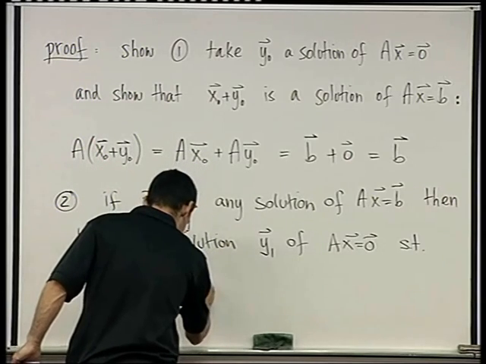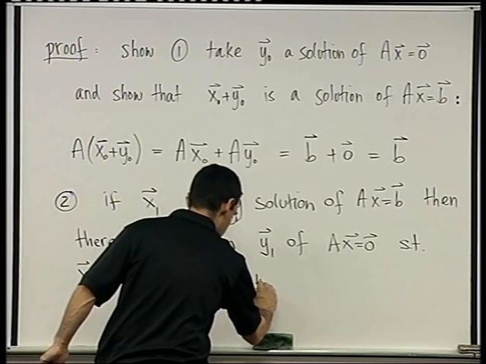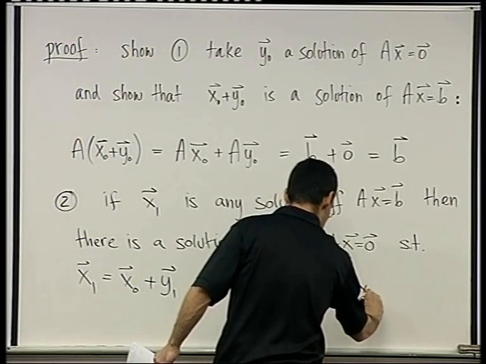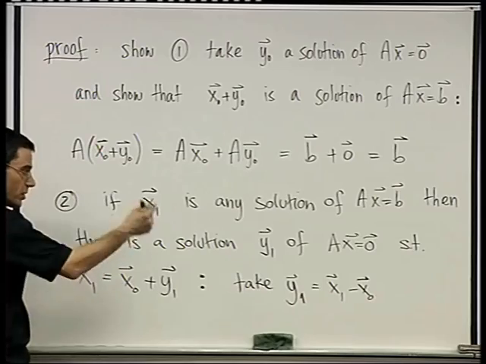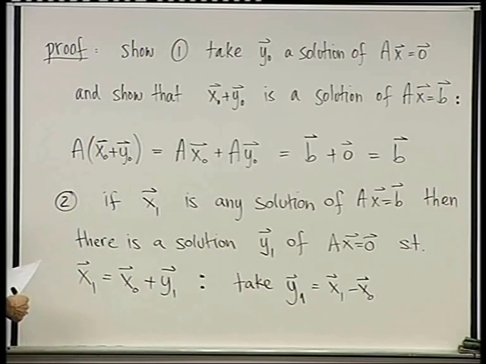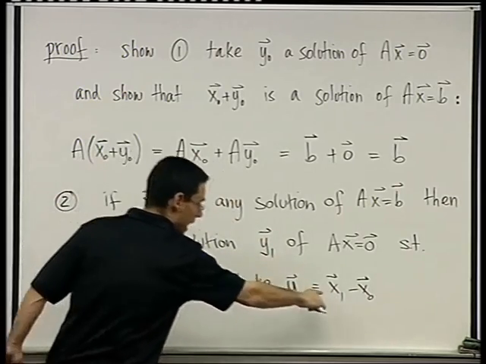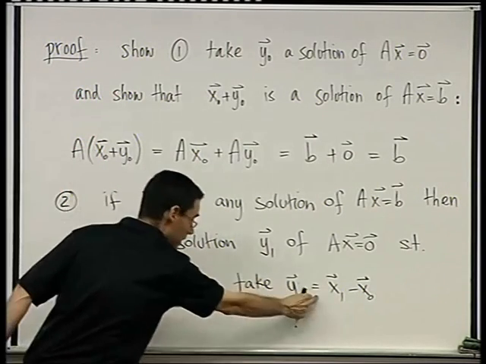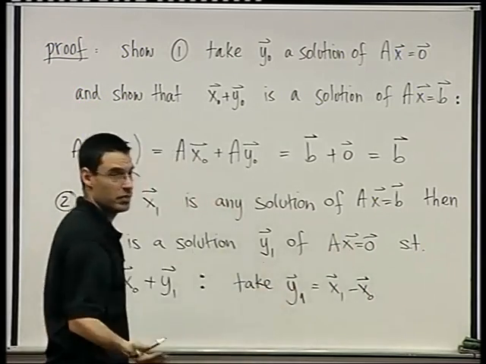And indeed, I'm going to tell you what the y1 is. Take y1 to be x1 minus x0. x1 is a solution to the non-homogeneous, so is x0. And let's show that y1 is indeed a solution of ax equals 0. Of course, if we do this, then x1 is x0 plus y1, so this is obviously satisfied. If y1 is this, then this is trivially satisfied. What we need to show is that y1 is indeed a solution of ax equals 0.